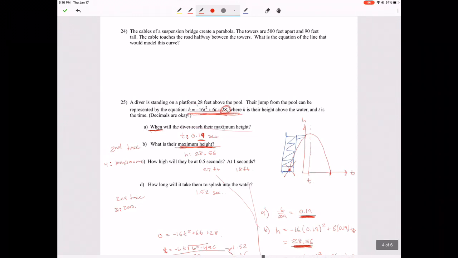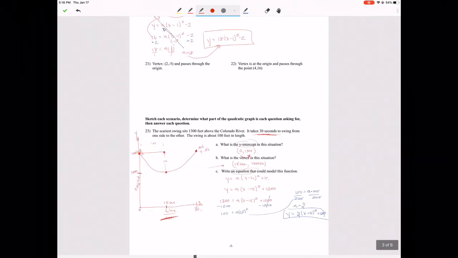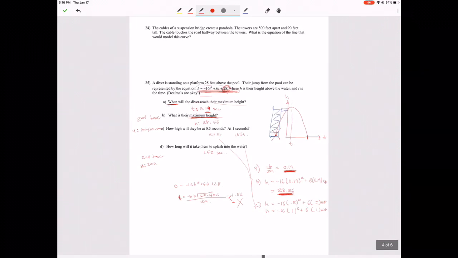They may give you an equation, and you may need to graph it and use your graphing calculator or solve it by hand to find this information. So if you feel good doing this review, you should be fine. Okay, if not, come and talk to me. Okay?